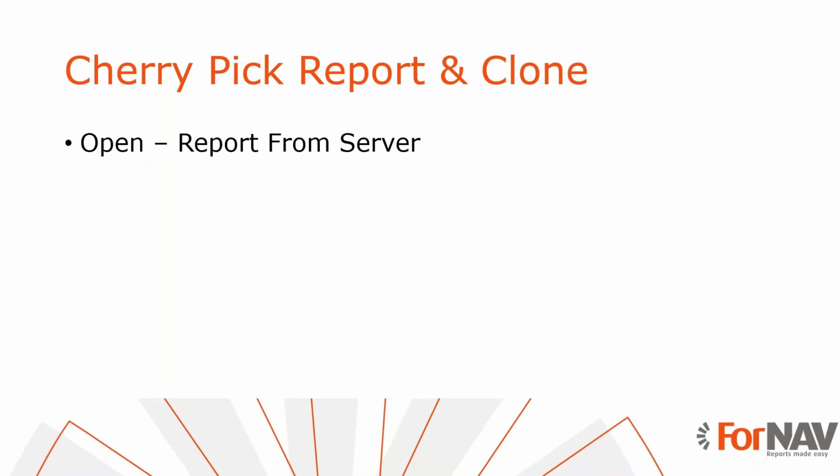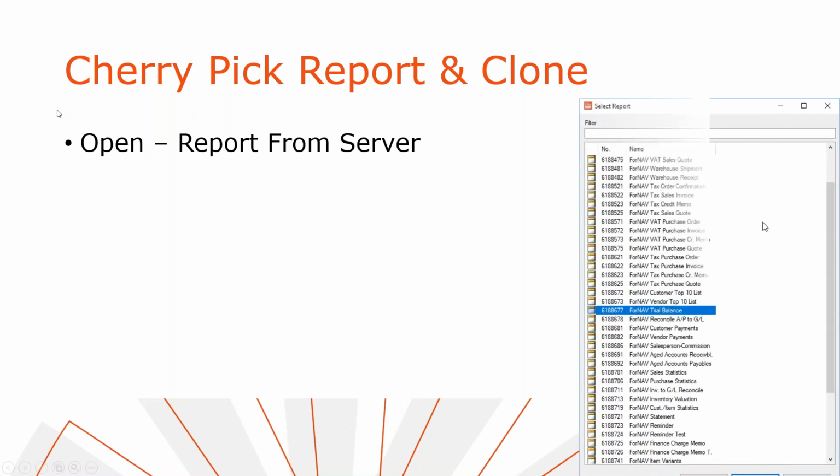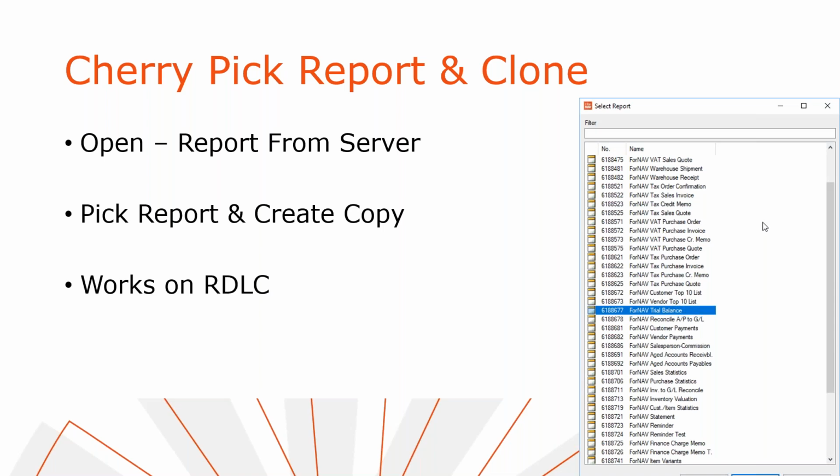And the last option is to cherry pick and clone. So let's say that you want to create your own sales invoice or your own label or your own trial balance. Basically what you do is you select open and then report from server. Then you get a list of all the reports that you have in the database, including RDLC reports. And you can just basically say, okay, I like the ForNAV trial balance, but I want to do something with that, which requires me to change the AL dataset, and then you can create your own version of the ForNAV trial balance.